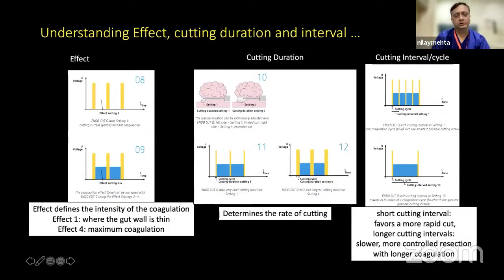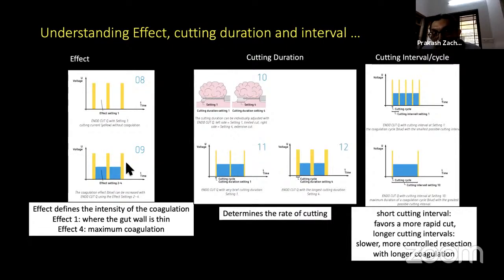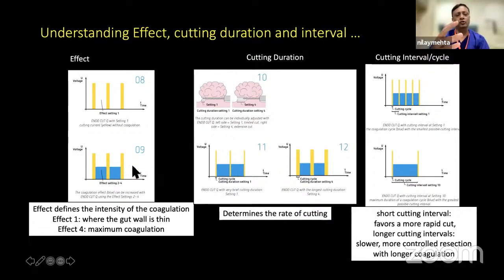Yeah. So excellent, Prakash. And I just want to add one. One is effect. Effect means intensity of coagulation. So suppose my effect is 1 or effect is 4. In effect 1, coagulation will be less, or there will be none. In effect 4, there will be more coagulation. So in this graph, you can easily see in effect 1, there is no coagulation at all. Only cut, cut, cut. In effect 4, there is more coagulation. So there is cut and there is coagulation.